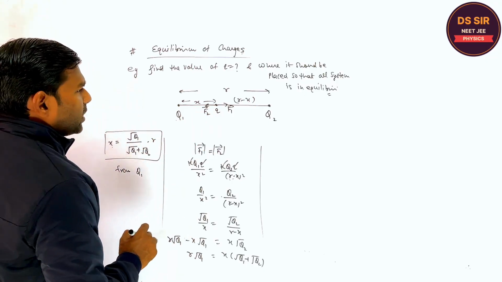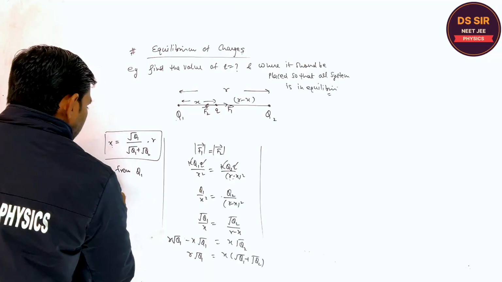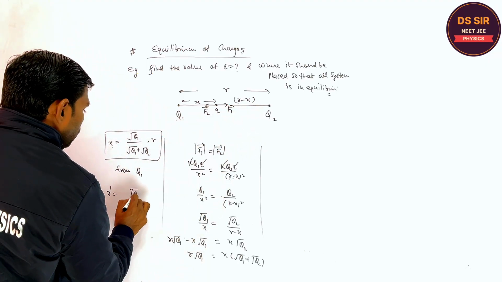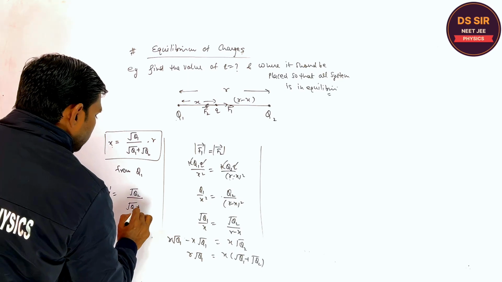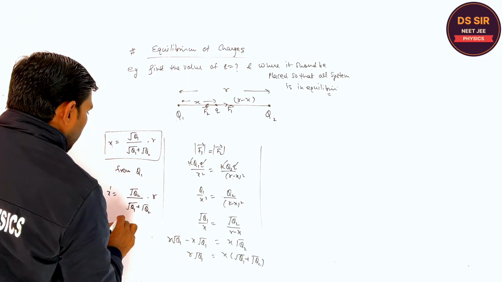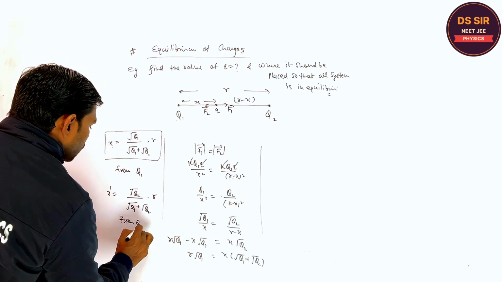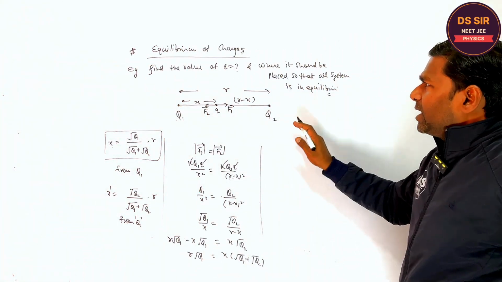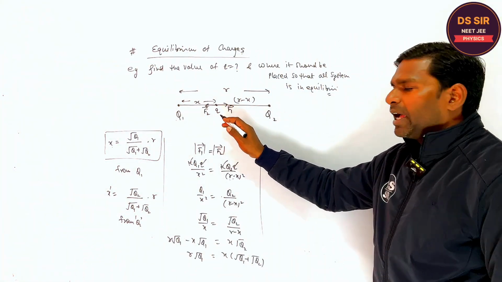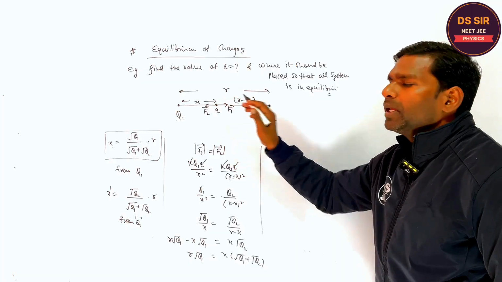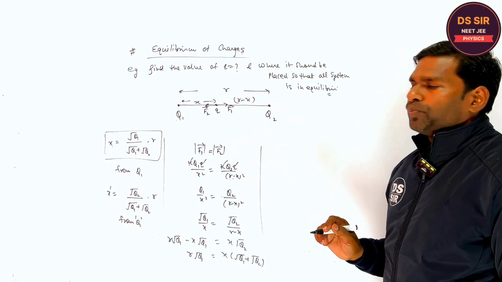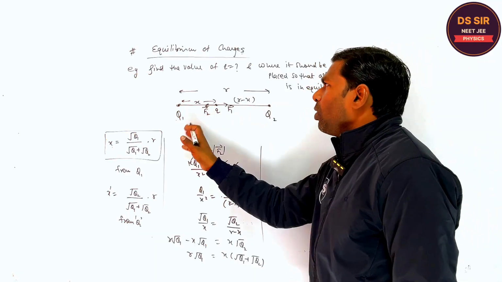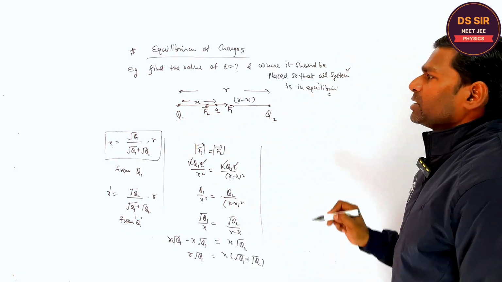Is it clear or not, you tell? And if they ask from Q2, then x dash will be root Q2 upon root Q1 plus root Q2 into r. This is the distance from Q2. This is one part of the question. But we not only have to consider the equilibrium of the charged particle small q, rather we have to consider the equilibrium of all the system.